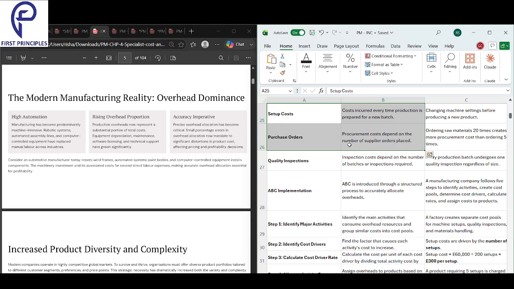Next is purchase order. The procurement cost depending upon the number of supplier orders placed. So one is purchase order, one is setup cost. Now what is setup cost? Before you start manufacturing, you set up the manufacturing setup first. Then you put the raw material.